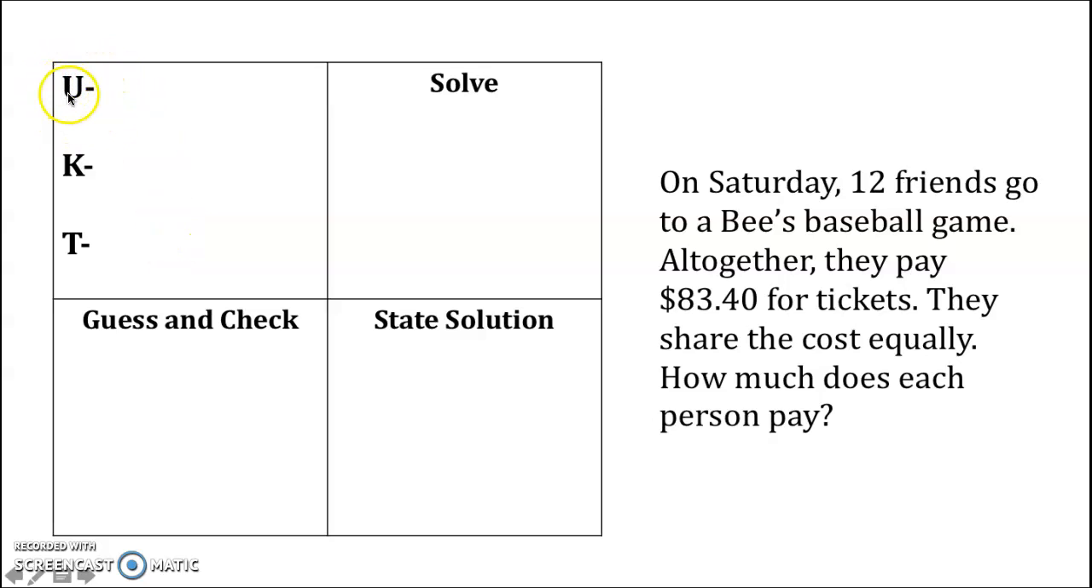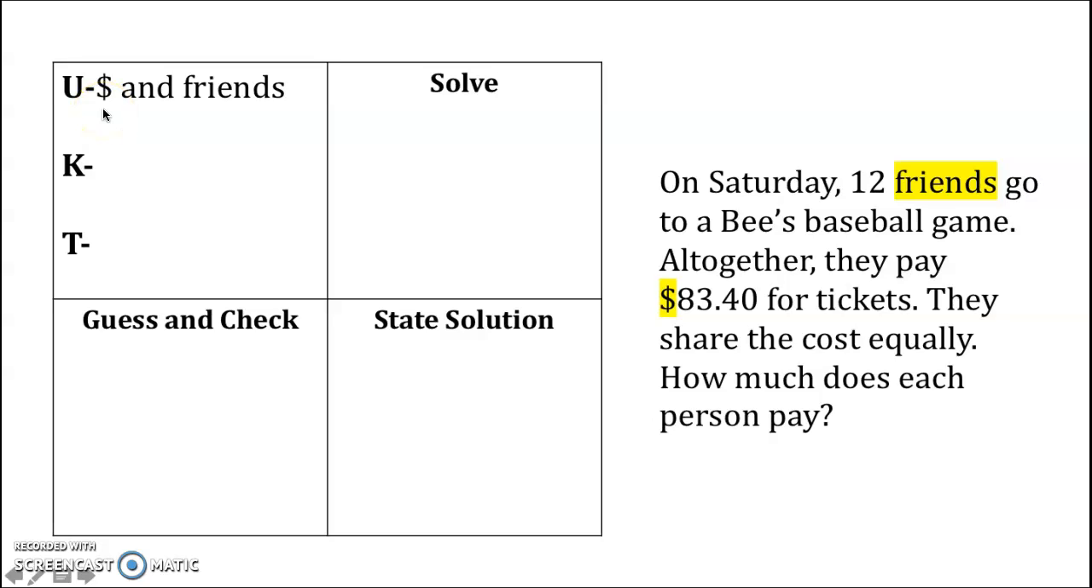So we start with our top left box, which is UKT, and we're going to start with this U, which stands for units. So units are typically found around numbers because they describe what the number means, and they give us a lot of information about what operation we're going to be using to solve the problem. So in this problem, I see that we have 12 friends, that's one unit, and we also have $83.40, which is another unit. So in the part called U, units, we are going to put numbers and friends.